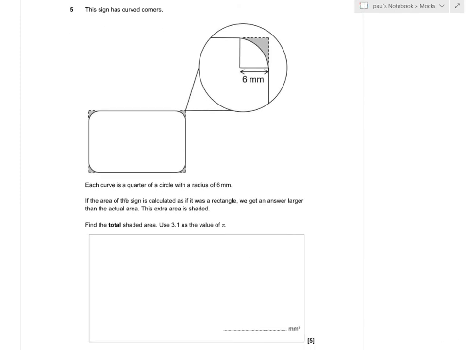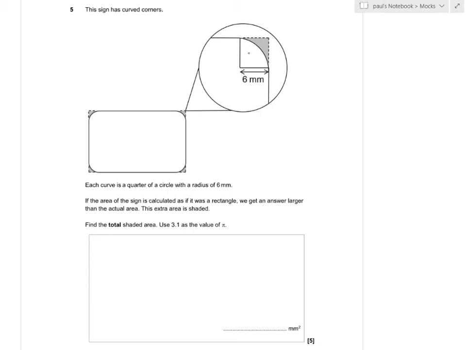Right. Each curve is a quarter of a circle with radius of 6. If the area of one side is calculated as if it was a rectangle, we get an answer larger than the actual area. The extra area is shaded. Find the total shaded area. Use 3.1 as the value of pi.